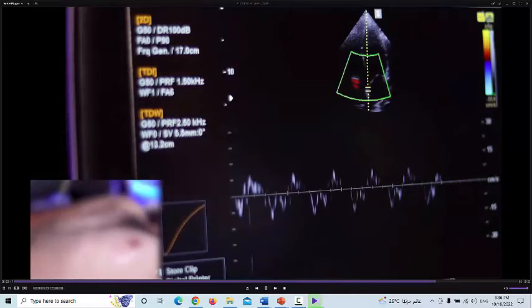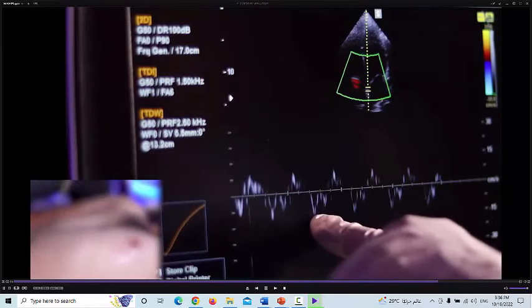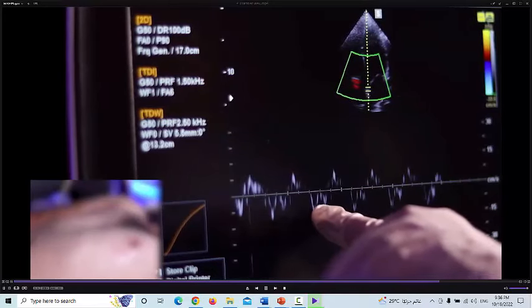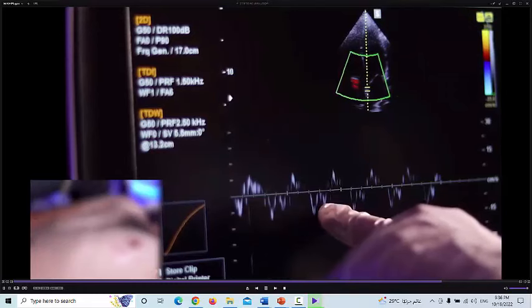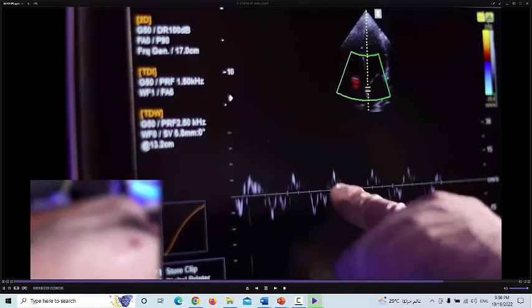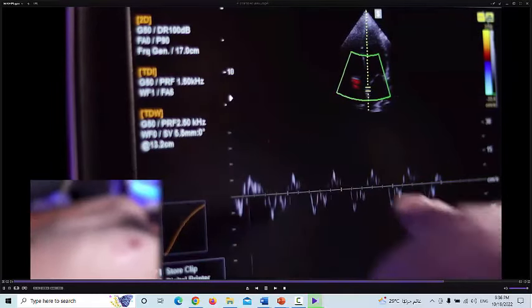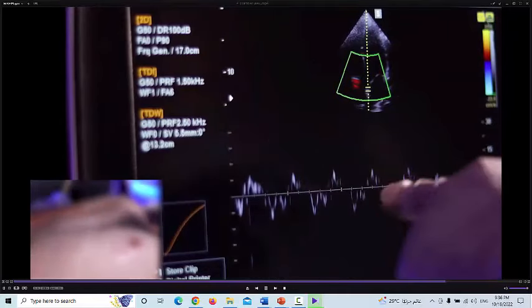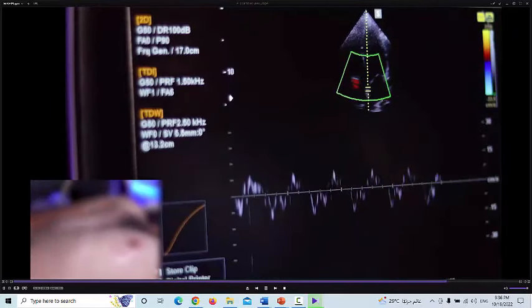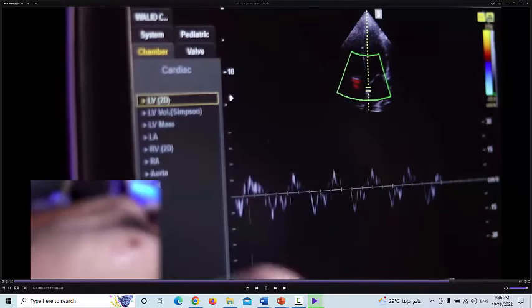It's composed of the E prime, which is the passive diastolic relaxation of the septum, and this is the A prime, which is atrial kick, and this is the isovolumic contraction, and this upright wave is the S prime, which is denoting the systolic contraction.